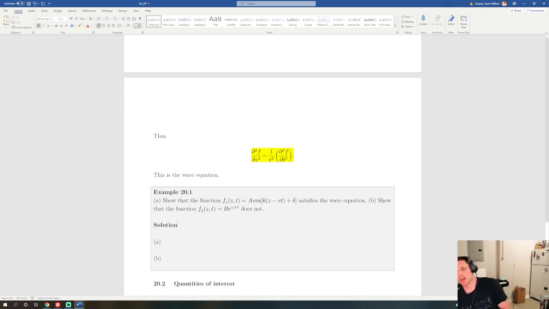Okay, so let's look at an example then, and I'm going to lean heavily on Mathematica for this because I can't really be trusted to take second derivatives and all that. So I'm going to do this for you, though I'm going to show you what I'm doing here. What we want to do for this example is consider these two different functions and show that this first one satisfies the wave equation and show that this second one does not, right?